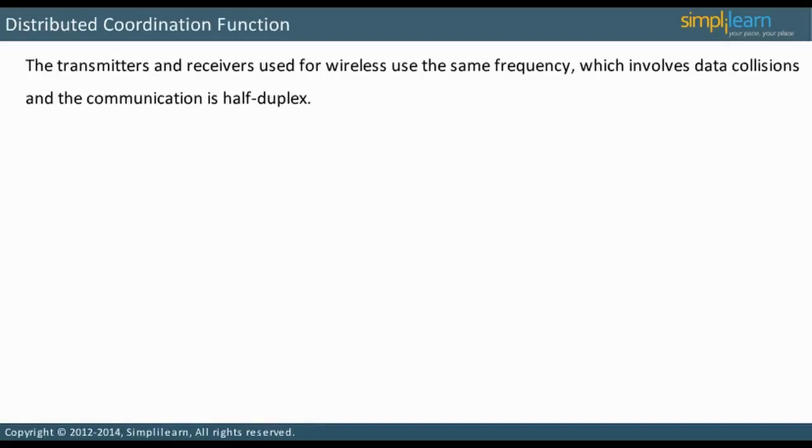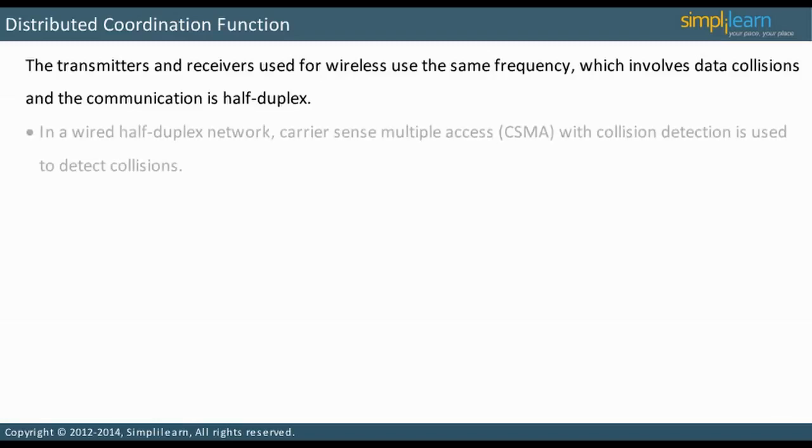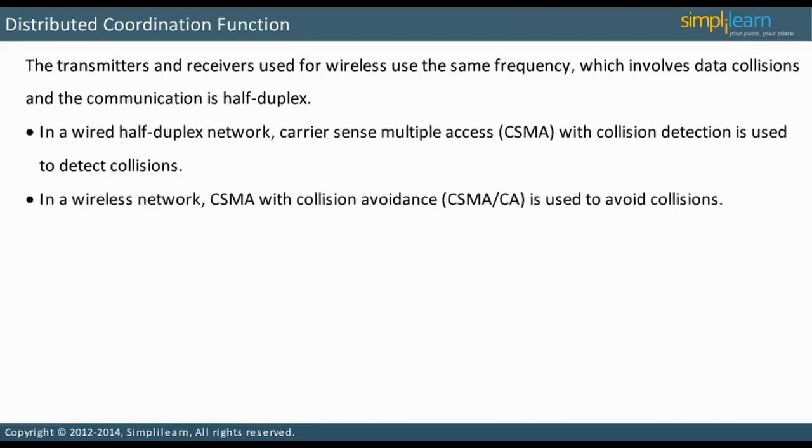The transmitters and receivers used for wireless use the same frequency. This involves data collisions, and hence the communication is half-duplex. In a wired half-duplex network, CSMA with collision detection is used to detect collisions. In a wireless network, CSMA with collision avoidance is used to avoid collisions.